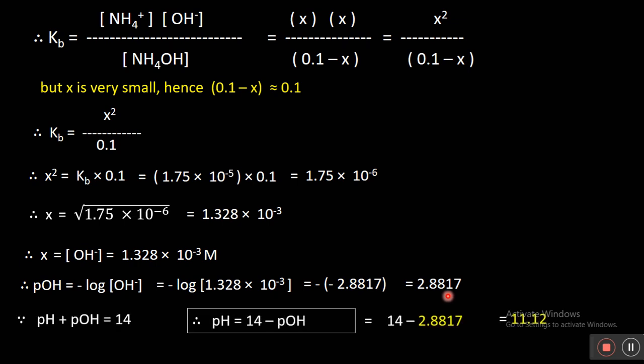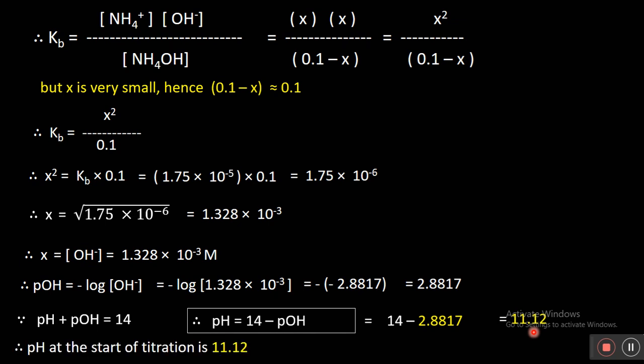So therefore, pH plus pOH is equal to 14, so pH is equal to 14 minus pOH. Put this value of pOH in this formula, and we get pH equal to 11.12. Therefore, pH at the start of titration is 11.12.